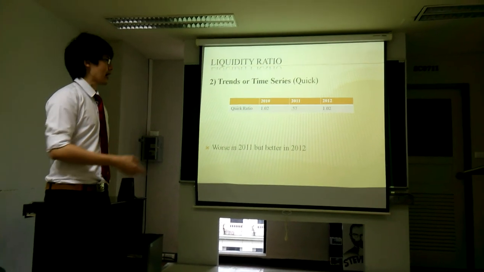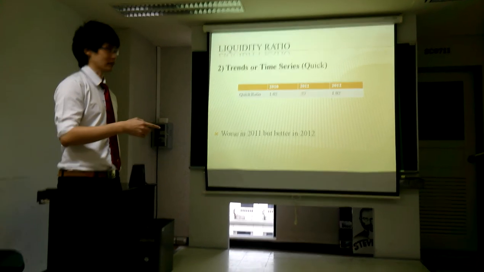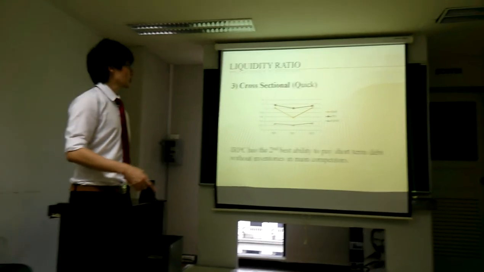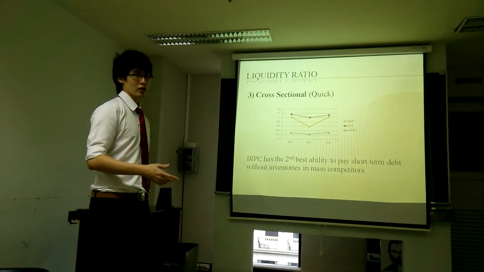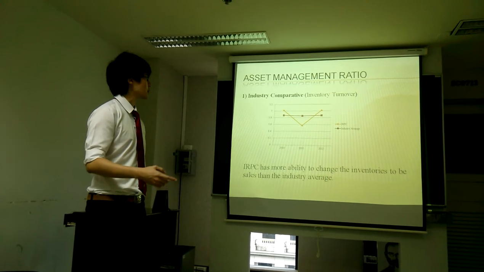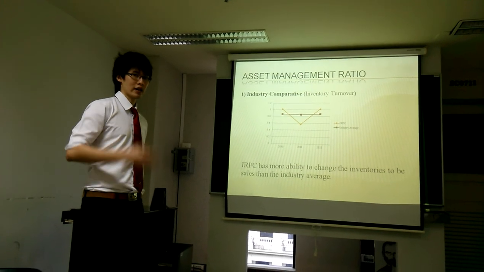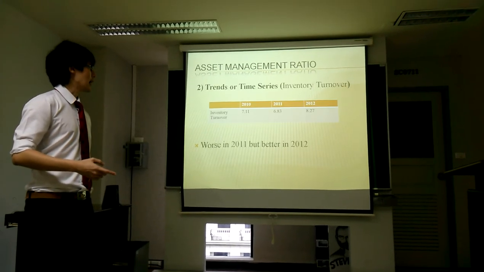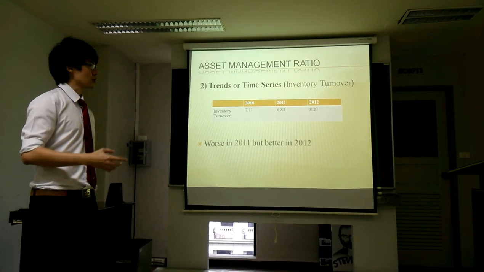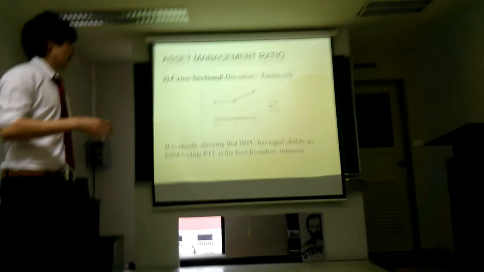And it has a similar trend, that its ability is decreasing in year 2011 and increasing in 2012. But you can see that PTT has the highest ability in year 2012 to meet the short-term debt obligation when excluding inventory. The inventory turnover means how well you generate sales from your inventory. As you can see, IRPC is much better than the industry average, and the ability in this ratio is increasing each year. But you can see that IRPC is worse than ESSO, and PTT is the best one.